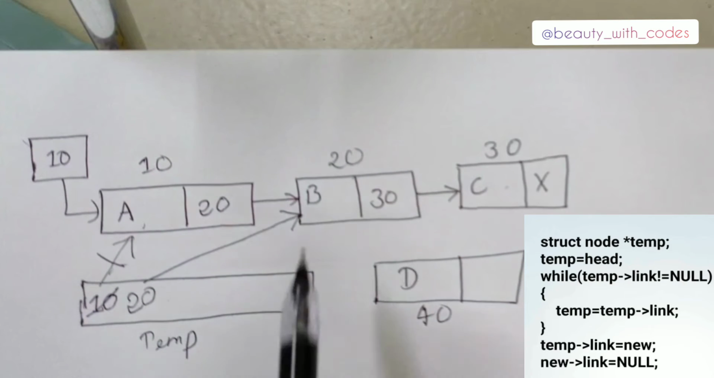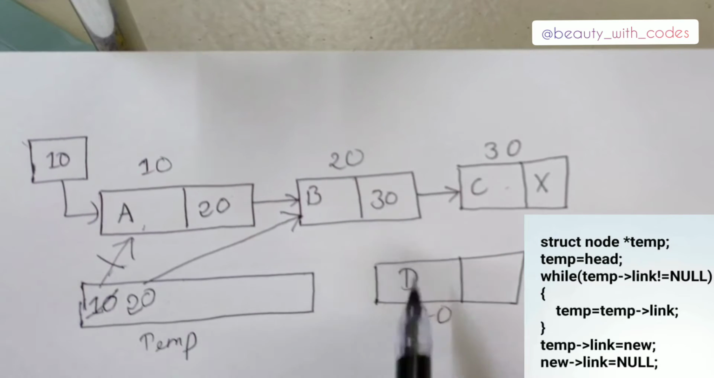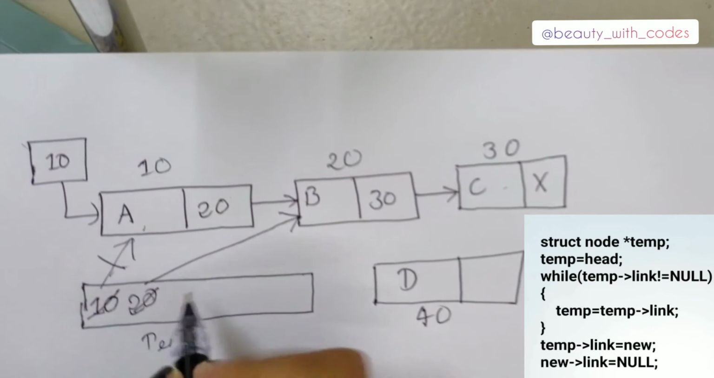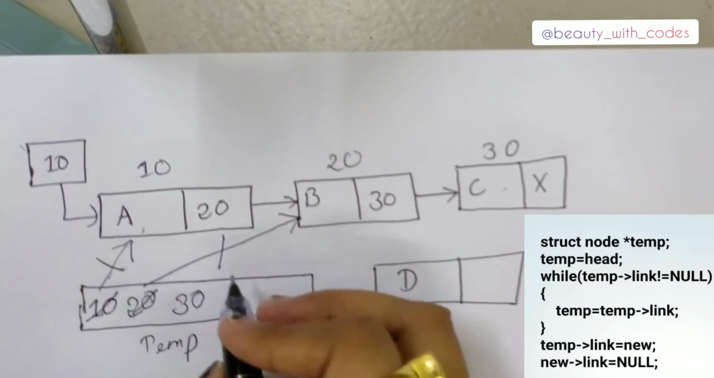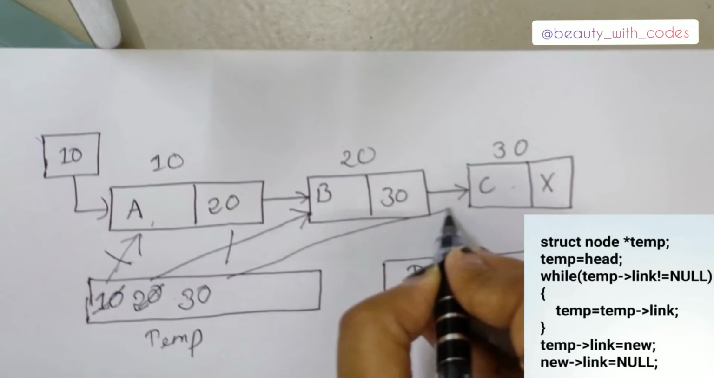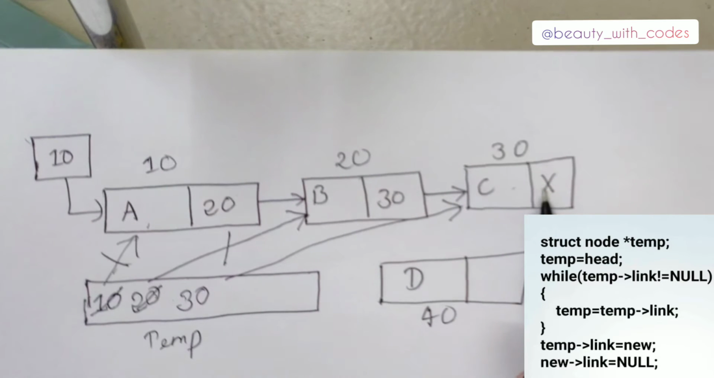What is link of B? Link of B is 30. That is again not null. So yes, this is going to be 30, isn't it? It means temp is now pointing to C and not B. Now check what the value of link of C is. So link of C is null, isn't it?